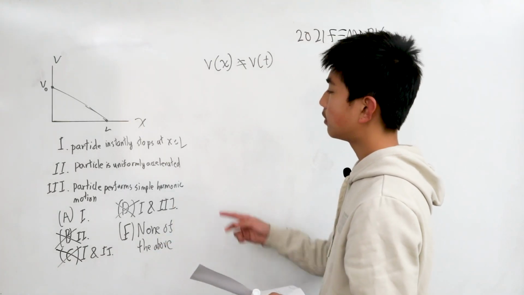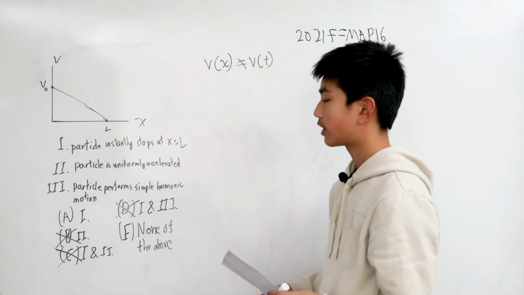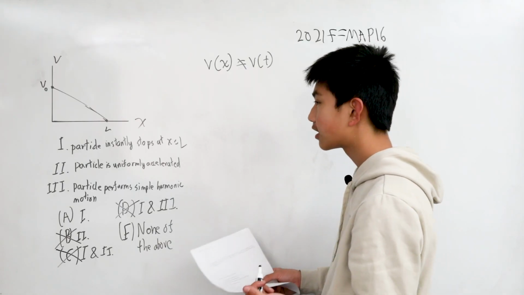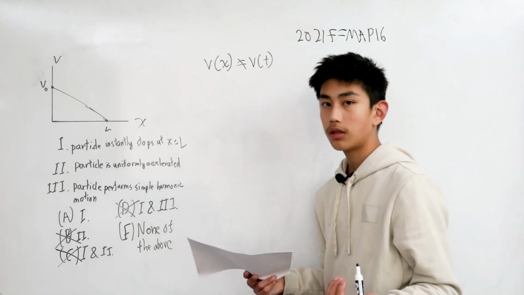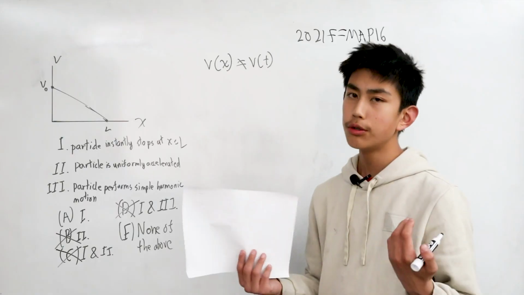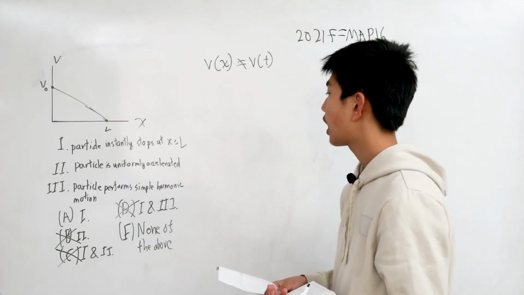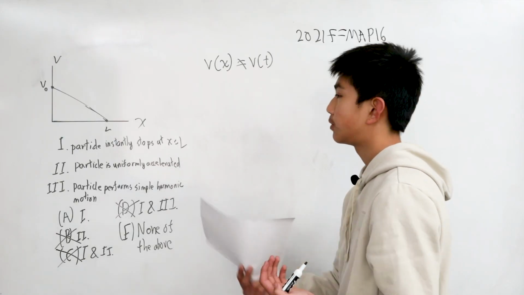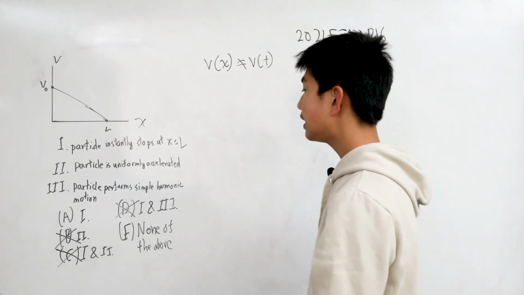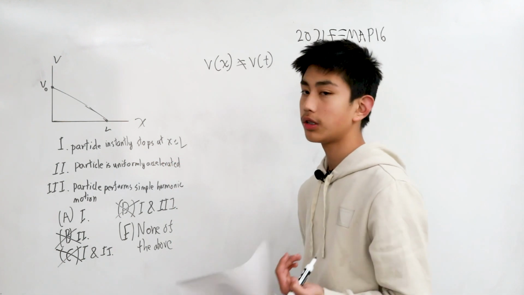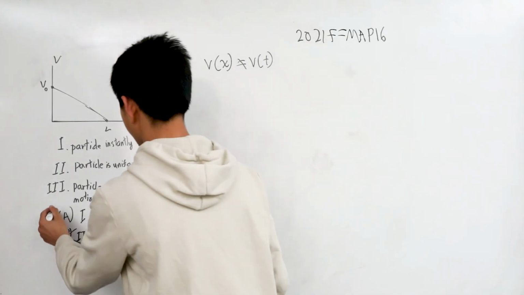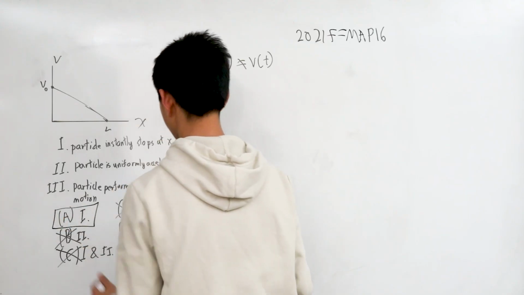Now, let's see if number 1 is correct. The particle instantly stops at x equals L. Well, this looks correct because it's a function of position that it instantly stops. It's not like time or anything. So when it meets this point at x equals L, it just instantly stops. So that would lead us to our answer being A, right?